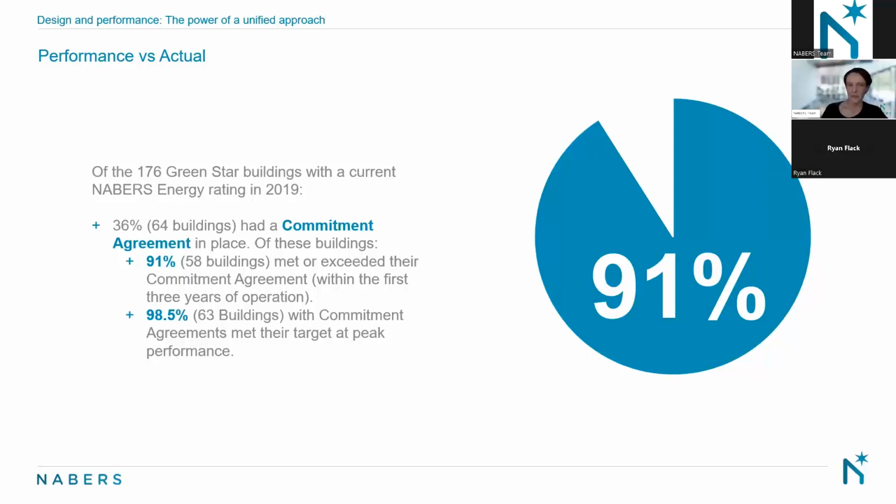Now, this is where, to me, it gets really interesting. There's a smaller cohort within the study who had a Green Star rating, but also a NABERS commitment agreement. So you use these tools together, and you can use a commitment agreement to get points in your Green Star credits. But of the buildings that had a commitment agreement, we start to see some really, really cool results. 91% of buildings with commitment agreements met or exceeded their target off the bat, which is great, so no performance gap.